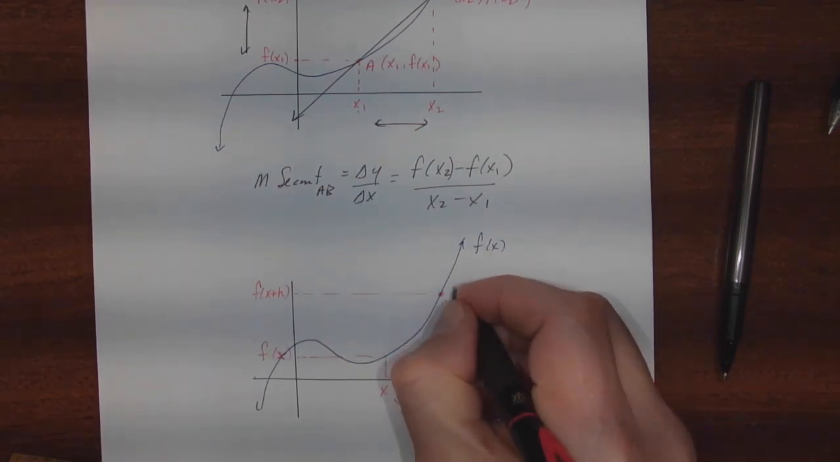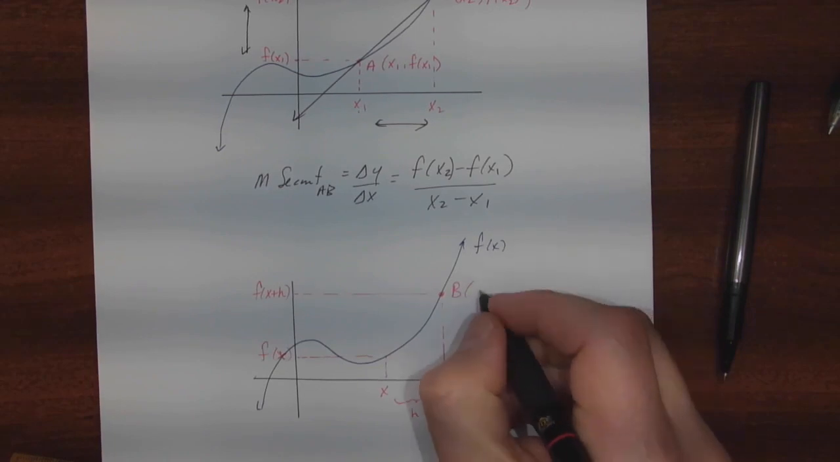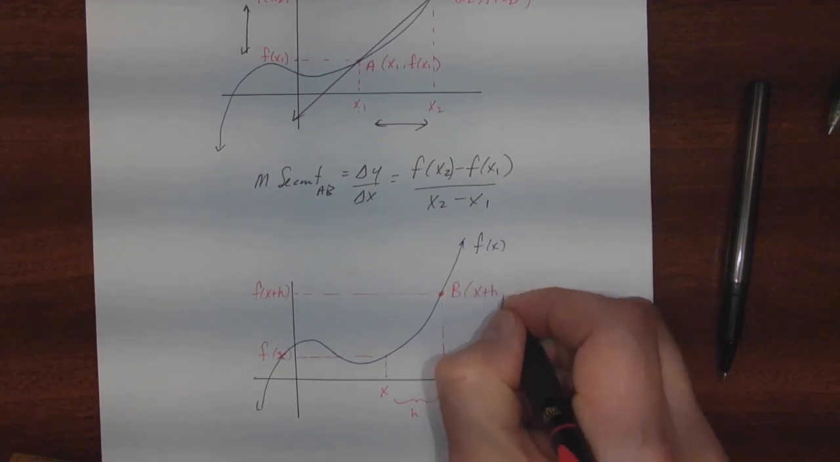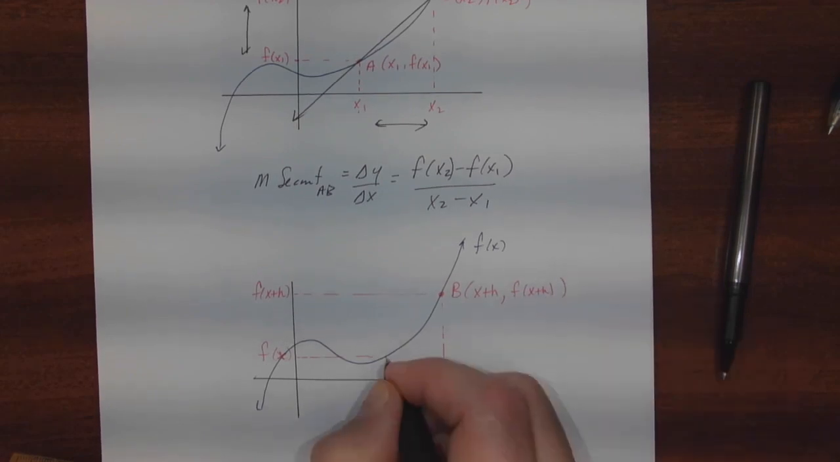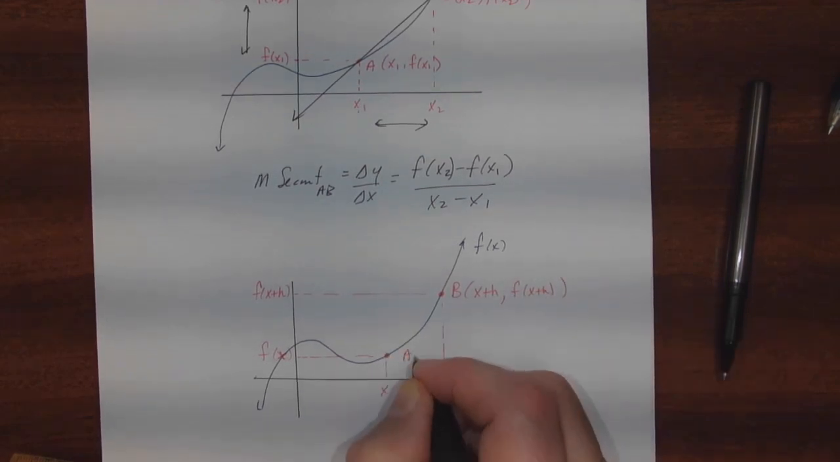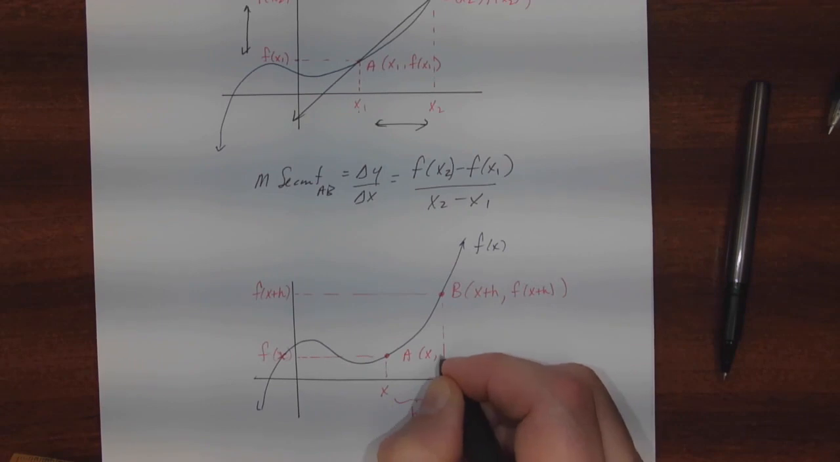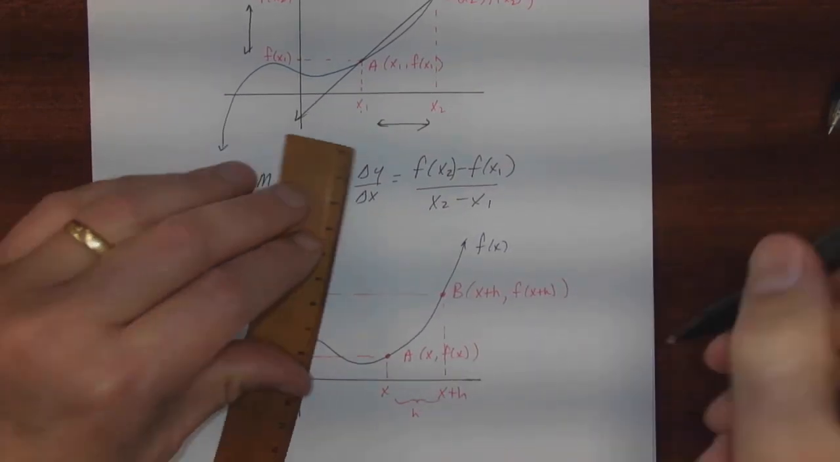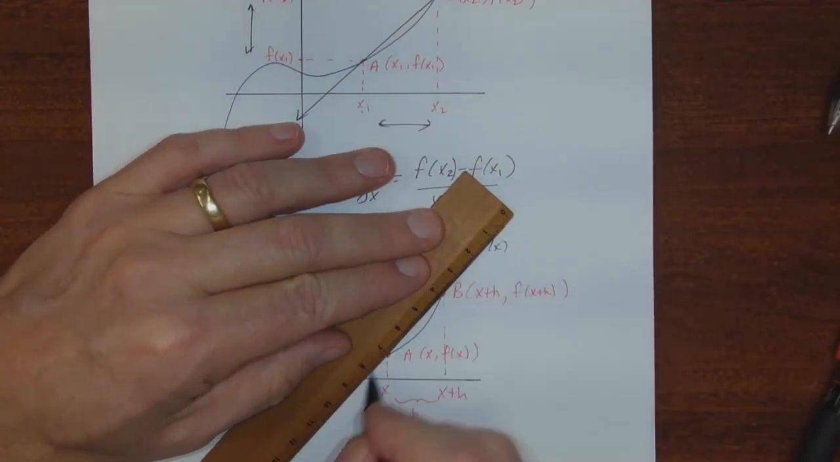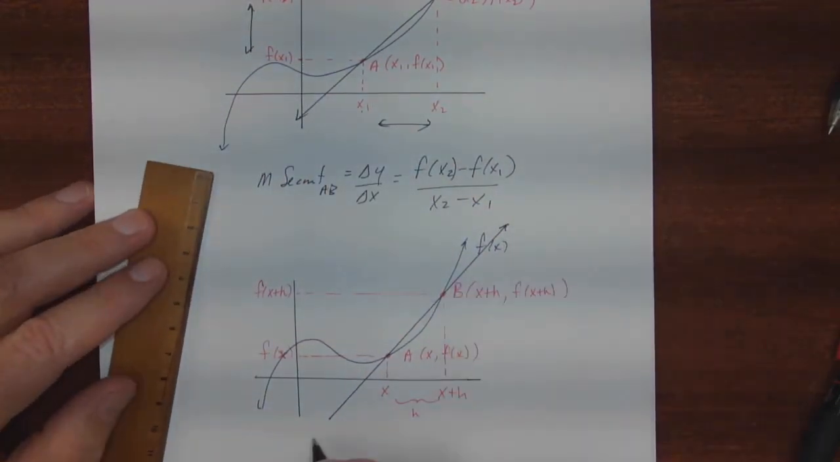So that's going to give me this point B. That would be represented by x plus h and f of x plus h. And this one down here, that would be A, and it'll be x comma f of x. Connecting the two will give you a secant, of course, the same secant that we've been working on.